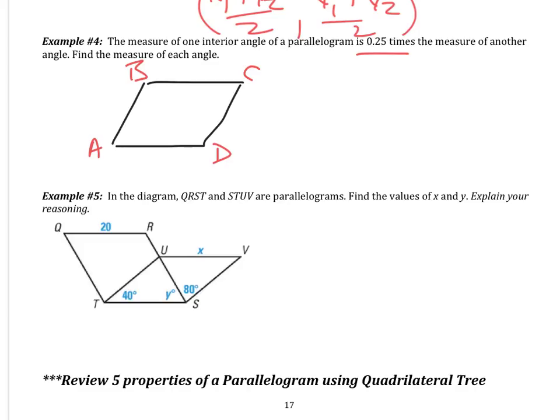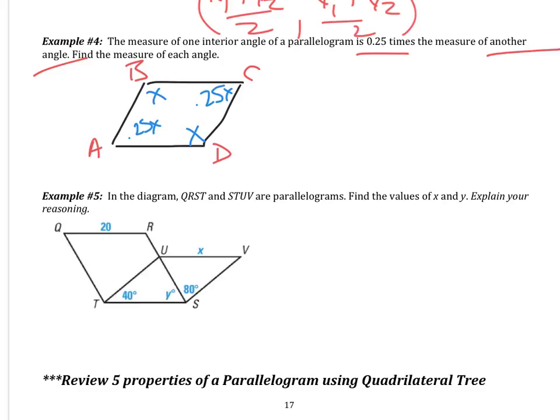Ideas? What are we going to label the other? If they don't tell you what it is, what do you label it as? X. So we've got, this is X and this is X. So now the other angle is 0.25 times it. What does that mean? 0.25x. And if A is 0.25x, what's C? 0.25x. Okay?